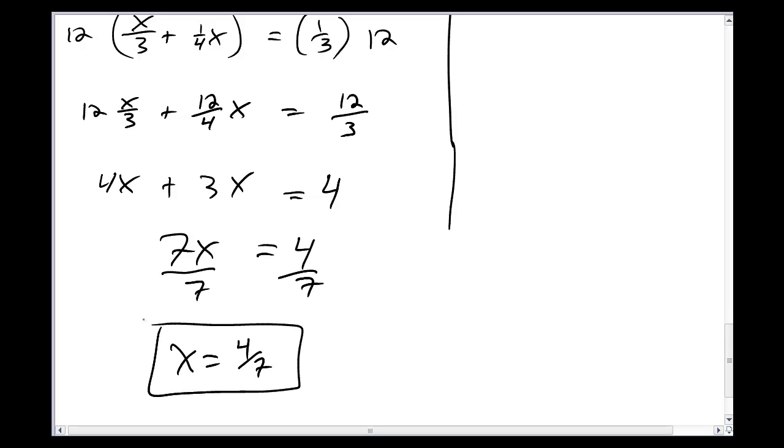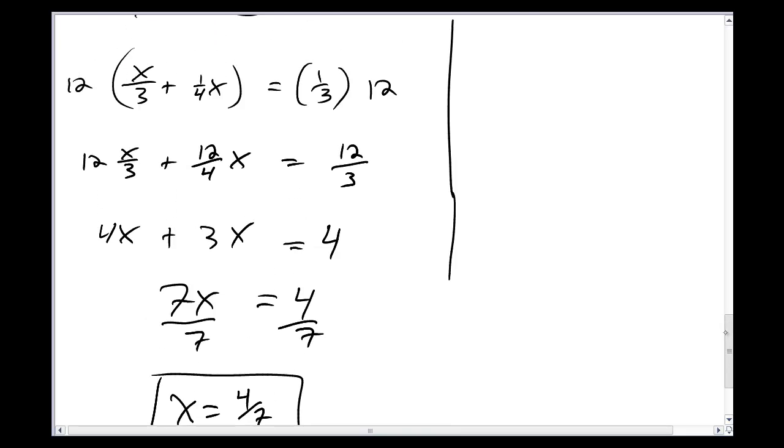Somehow people always think that an answer like 4/7 is bad because it's not a whole number. There's nothing wrong with the answer 4/7. This is a wonderful answer. So this is what we write formally.